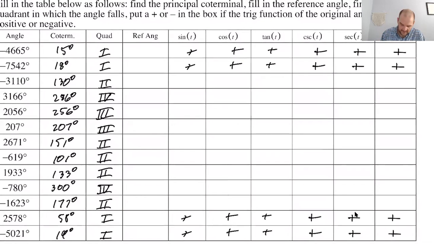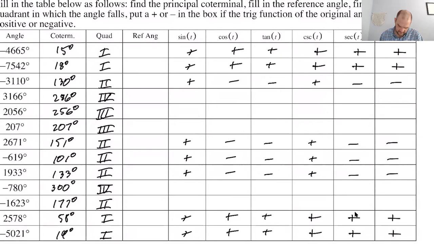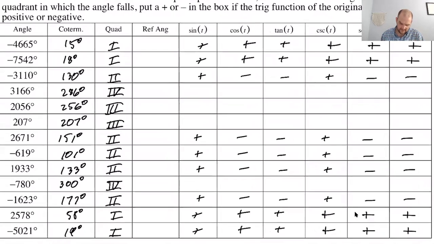Quadrant 2, sine is positive, which means cosecant is also positive and nothing else. And then I'm going to cheat again. So let's find all the quadrant 2's. Are there any others? Quadrant 2 is here. Quadrant 2 is here. And quadrant 2 is here. A lot of quadrant 2's. And quadrant 2 is here. Okay. And then quadrant 3, well, quadrant 4.